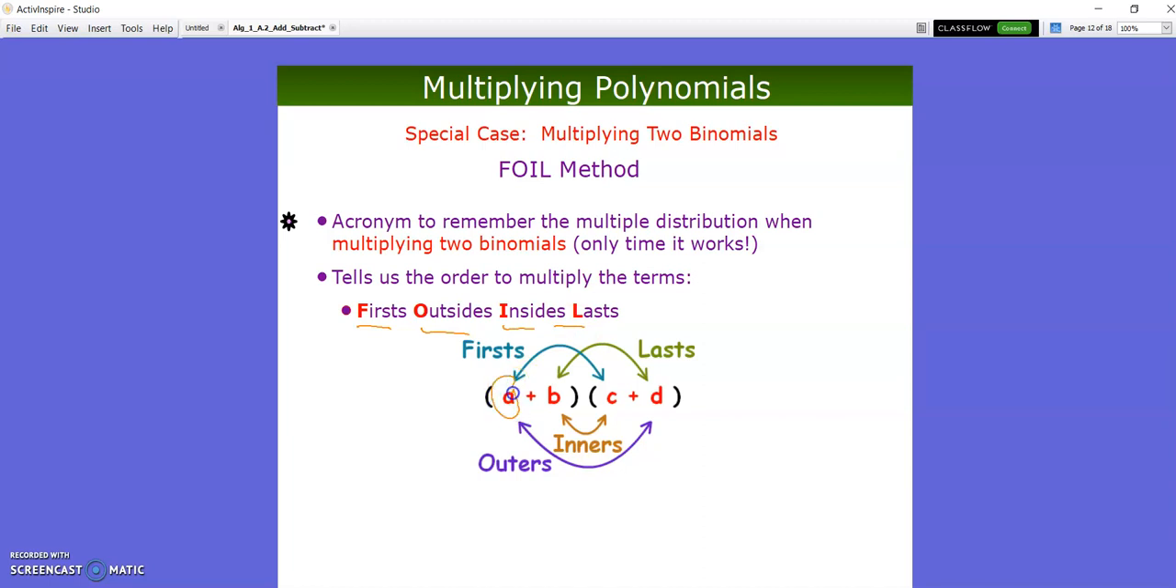I take the first term and multiply it by the first term. I take the first term and multiply it by the last term. That's that first set of distribution. And then I go ahead and do the second set of distribution. The inside terms get multiplied together, and then the last terms get multiplied together.